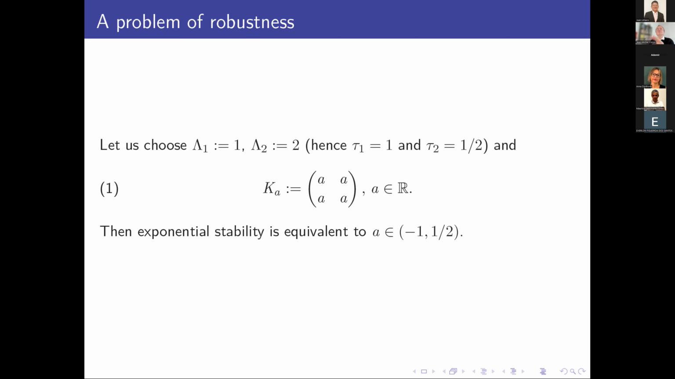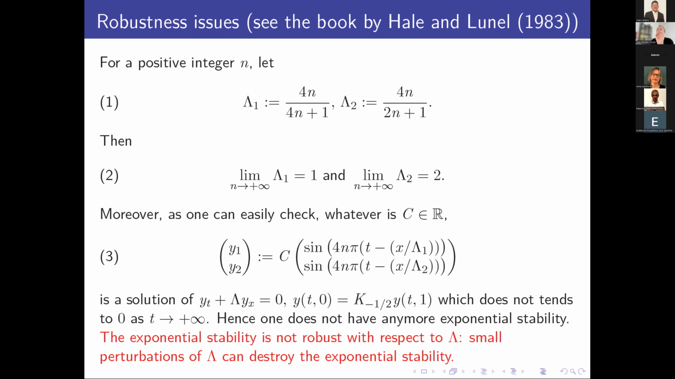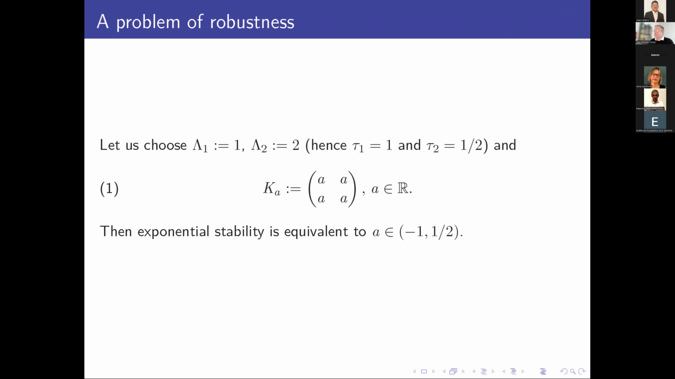Now you perturb a little bit the system. If you perturb a little bit k, a, there is no problem. But if you perturb a little bit the velocity, then there is a problem. Because if you consider this velocity, lambda 1 is equal to 4n divided by 4n plus 1, lambda 2 is 4n divided by 2n plus 1. As n goes to infinity, lambda 1 converges to 1, and lambda 2 converges to 2, which are the previous values.